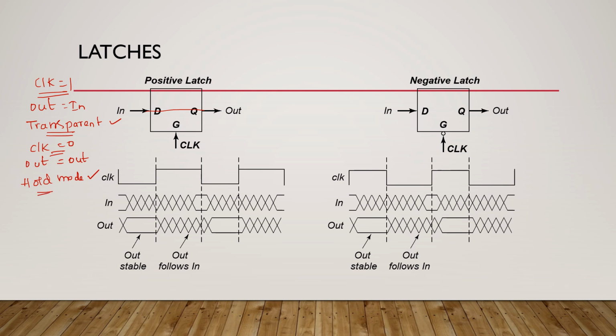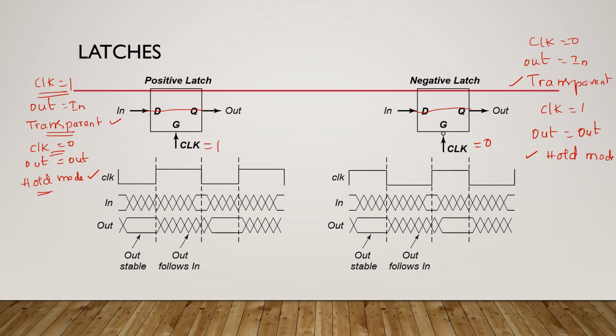Similarly, negative latch means when my clock is 0, my output equals input. That means as long as the clock is 0, whatever changes at the input, the same is replicated at the output side. Then we can call the latch as being in transparent mode. Similarly, when my clock is 1, my output remains the same, that is, it holds the previous value. So that time we can call this latch is in hold mode. Similar to the positive latch, it also has two modes: one is transparent, another is hold mode.